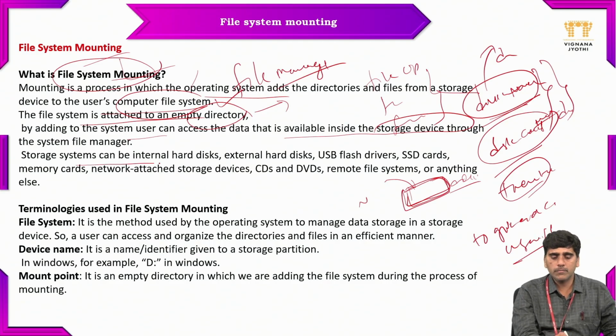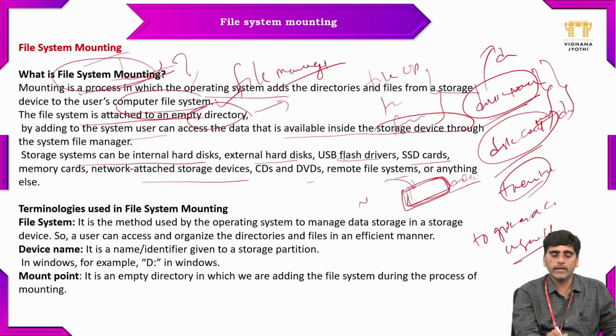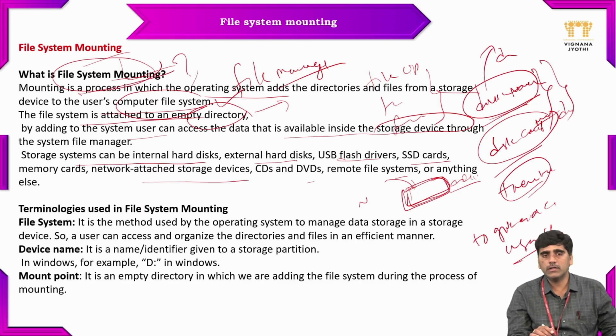Storage systems can be internal hard disks, external hard disks, USB flash drives, SSD cards, memory cards, network attached storage devices, CDs and DVDs, remote file systems, or anything else. All these come under storage systems. Wherever you save your files, how is the file manager giving access to that particular file from the disk storage location or storage device location? For this, file system mounting is a feature introduced in all types of operating systems.